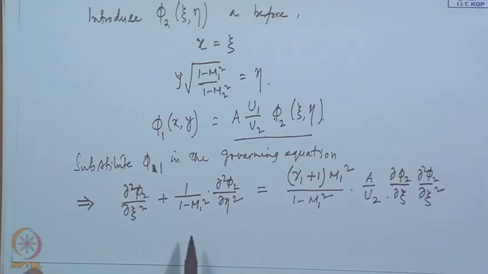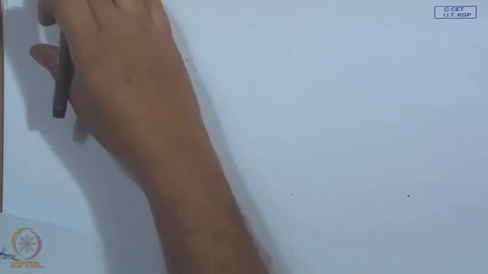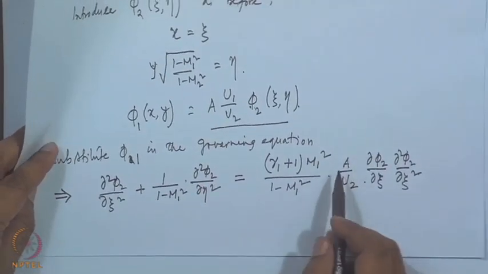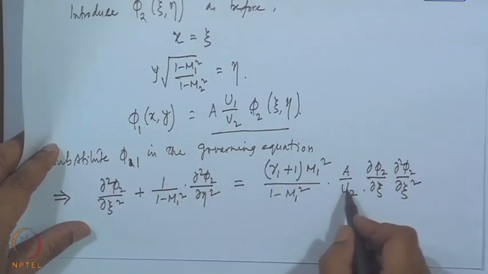Now, see that the equation that phi 2 satisfies is not exactly the governing equation corresponding to the free stream speed u 2.